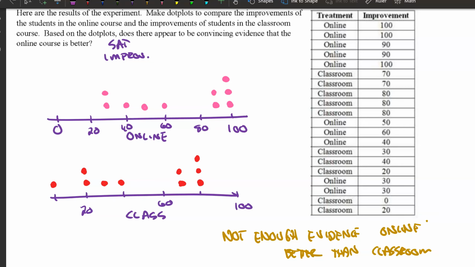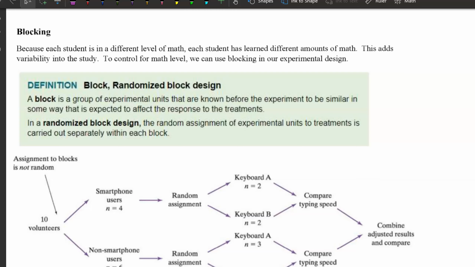Blocking. So what is this about blocking? Because each student is a different level of math student, each student has learned different amounts of math. This adds variability to the study. To control for math, we can use blocking in our experimental design. We can't control for math in the original completely randomized design because I can't control how much math a kid has had. But we could block that variable and do a randomized block design.